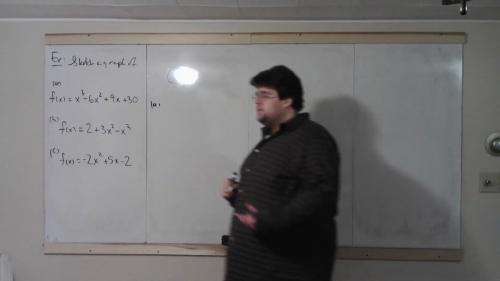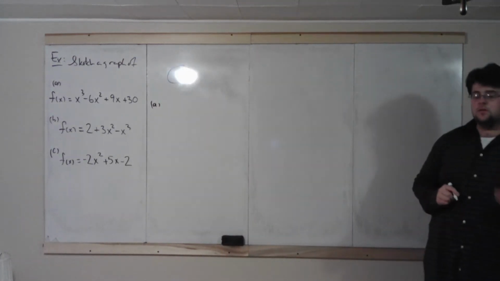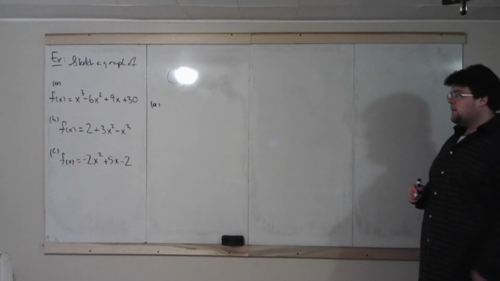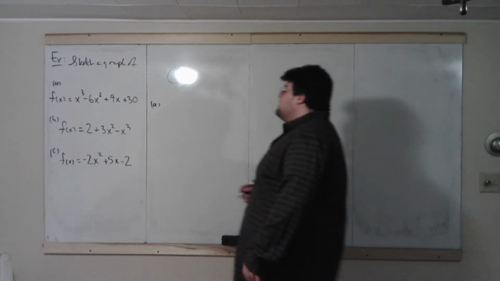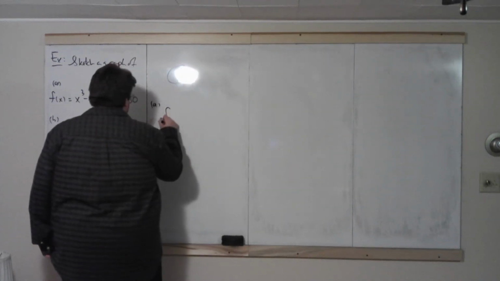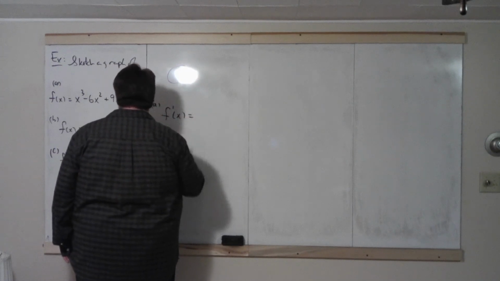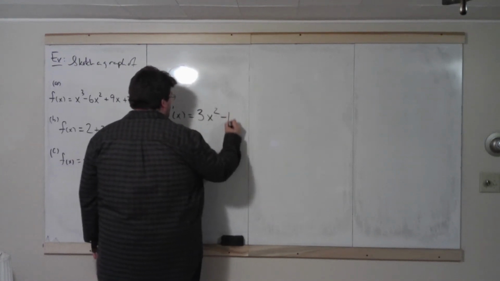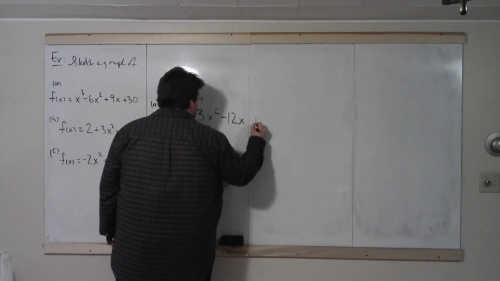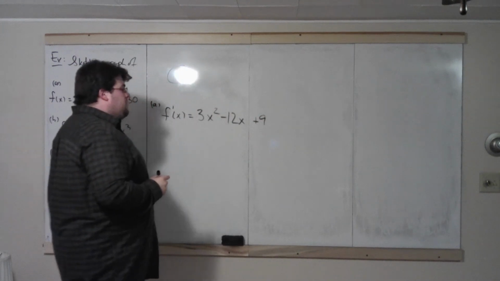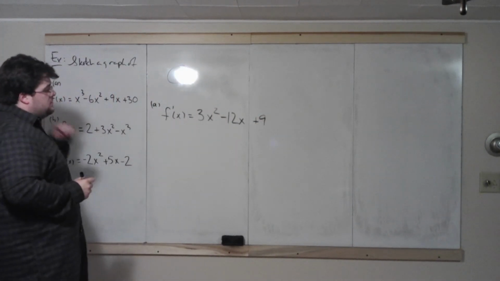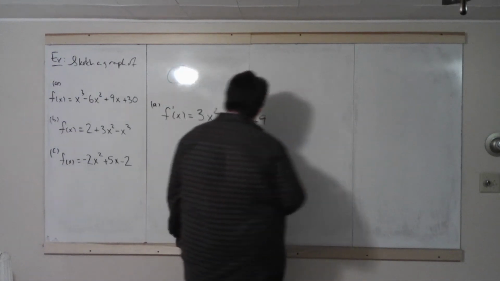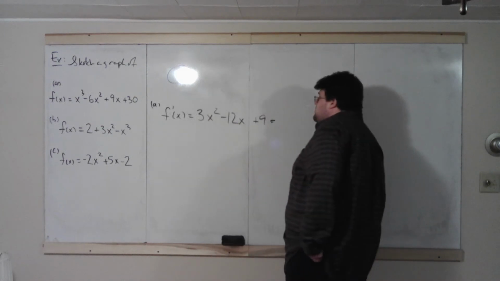Remember, we're going to figure out where the first derivative is positive, where it's negative, and the same for the second derivative. So to do that, we need the first derivative. We'll start with part A. 3x squared, negative 12x, positive 9. Where is that positive? Well, it's where it's 0 that breaks it up into where it's positive and where it's negative. So we need to find where it's 0.